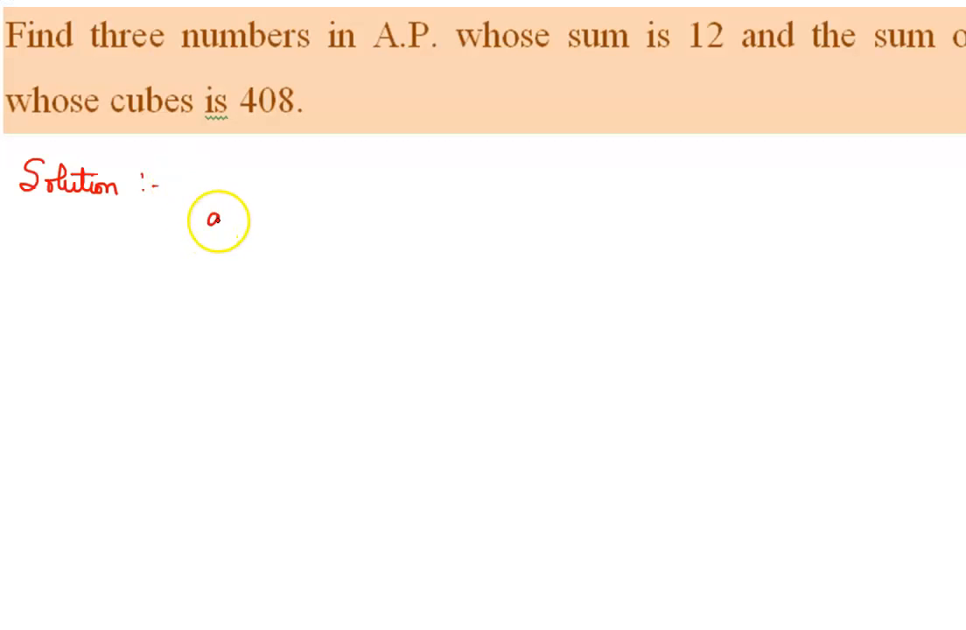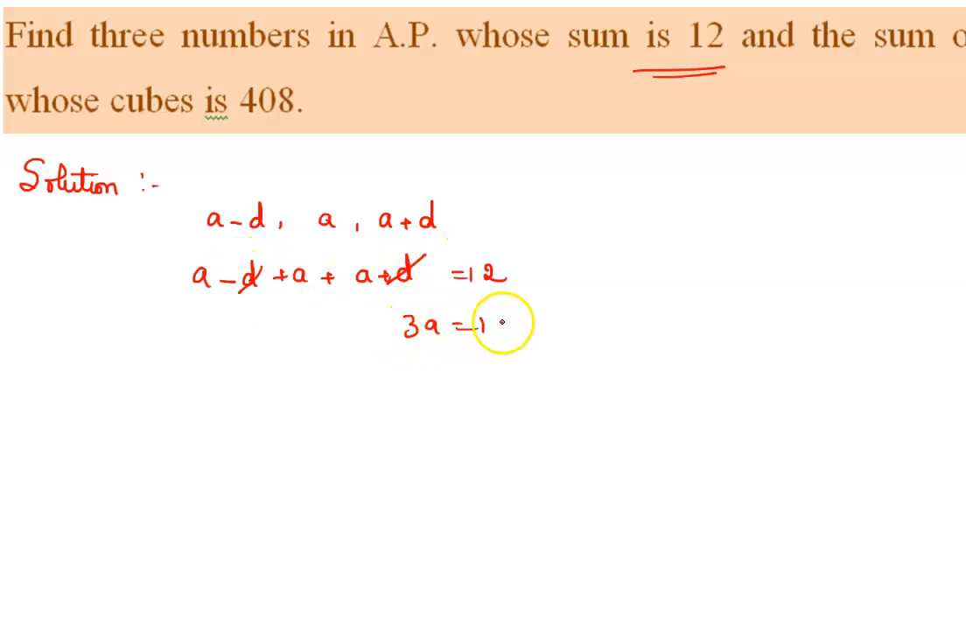So again, we will take the three numbers in arithmetic progression as A minus D, A and A plus D. And the first statement is the sum of three numbers is given as 12. So which implies A minus D plus A plus A plus D equal to 12. So we can cancel these two terms, which implies 3A equal to 12 and A is equal to 4. From this we obtain the first number, A is equal to 4.